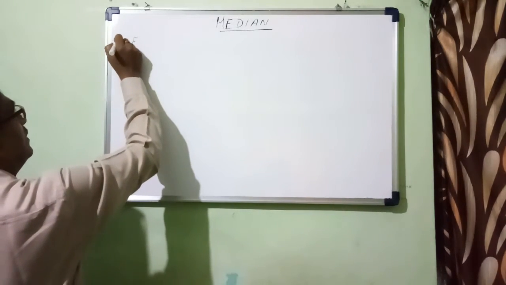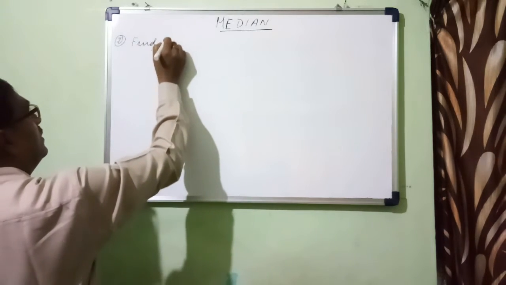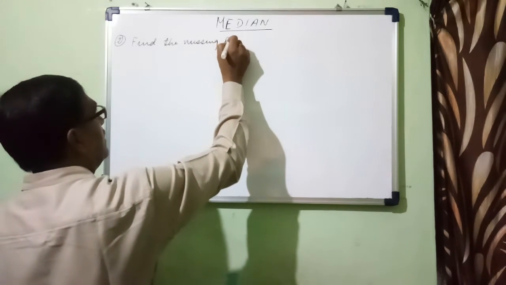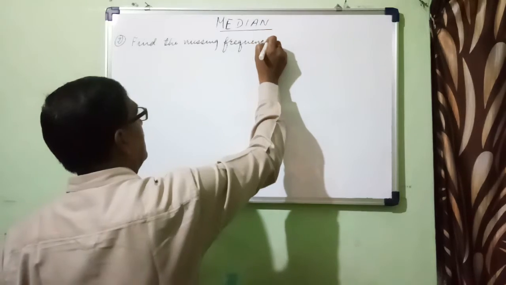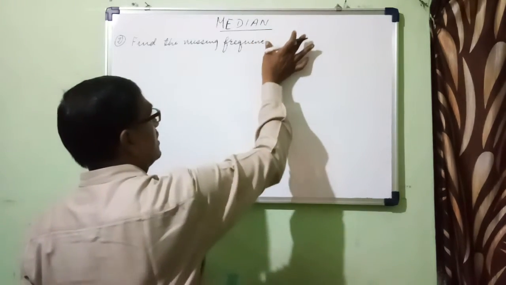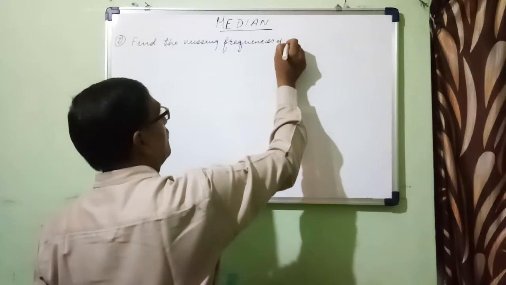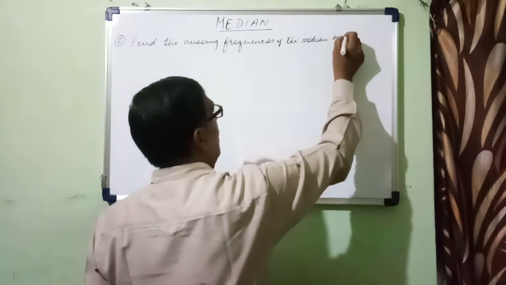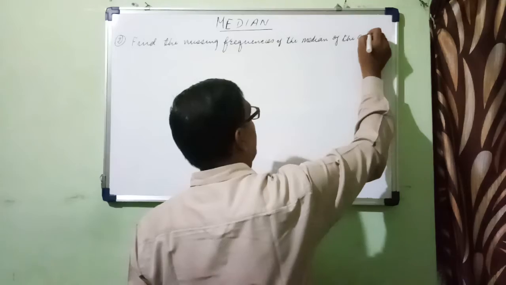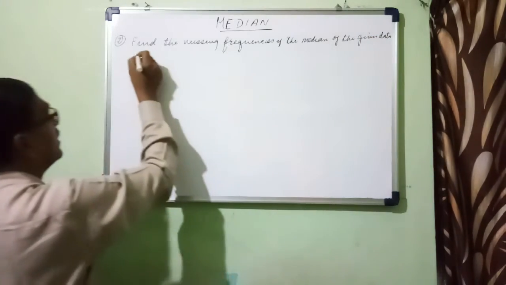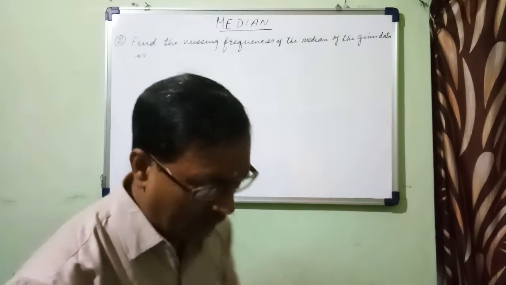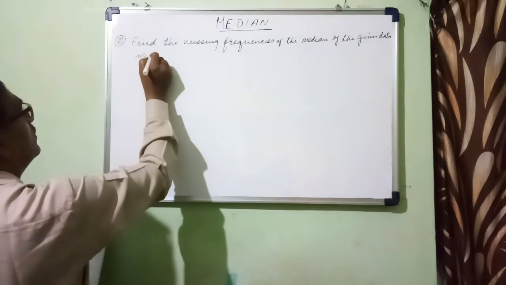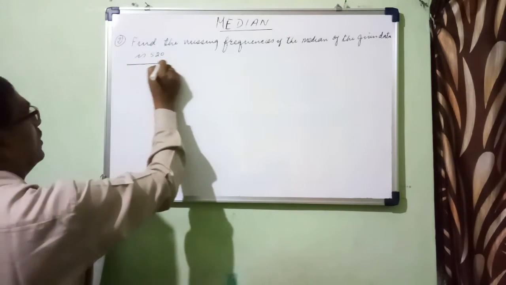Find the missing frequencies, there are two, if the median of the given data is 525.